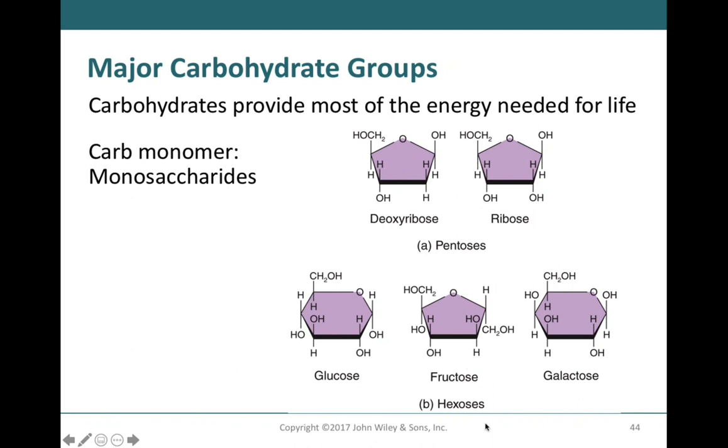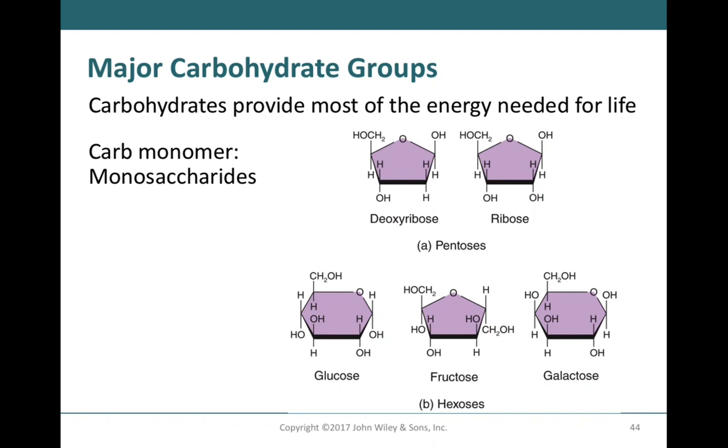The hexoses indicate that we have 6 carbons within our monosaccharides. So with glucose, you can see we have one here, here, and here, and that's a total of 6 different carbons in this molecule. So these are the 5 major monosaccharides that are going to be used to create carbohydrates as they can be found in our bodies.